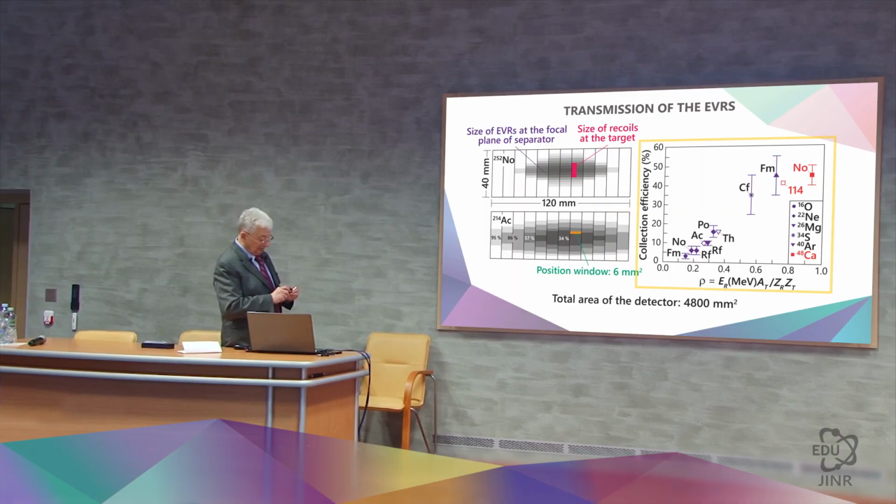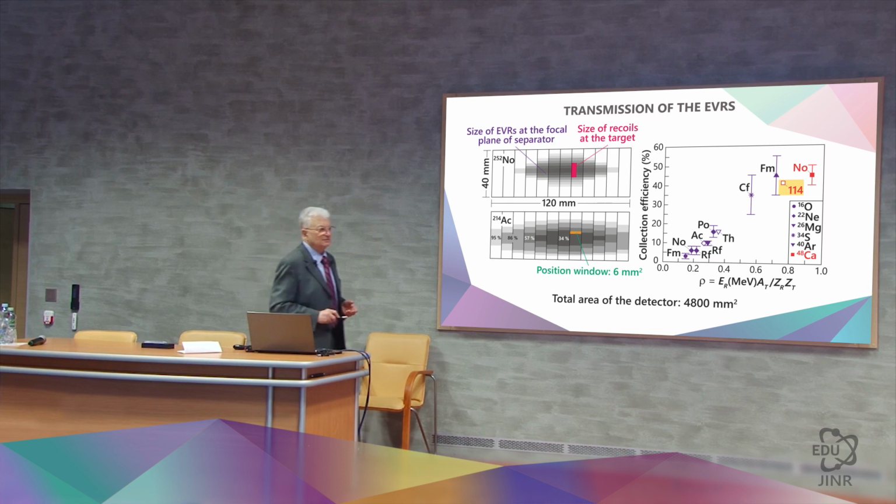And this is the efficiency of this separator, how it behaves for different combinations of targets and ions. We are located somewhere in this area. Element 114 will have approximately 40% efficiency. It is not bad.